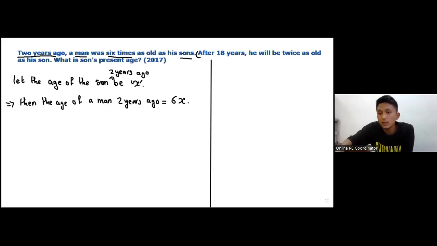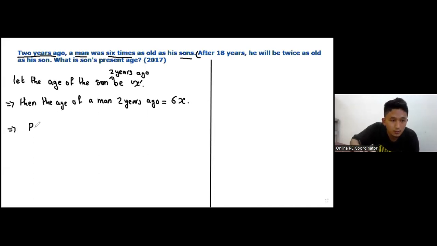The man will be twice as old as his son. Now what does it mean? After 18 years, that man's age will be twice the son's age after 18 years. So how are you going to solve this? What you need to know is the first present age.